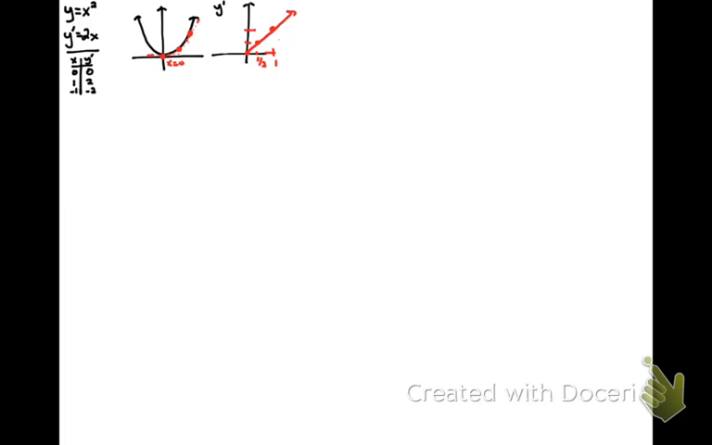I can see the same thing to the left. The tangent line at this point would look something like this. Clearly it's going down, so its slope must be negative. At this point, it's also going down and steeper, so it's more negative. So that means that the values of the slopes are getting negative as my x values go to the left, and they're getting more and more negative because the tangent lines are getting steeper. And that's the principle.